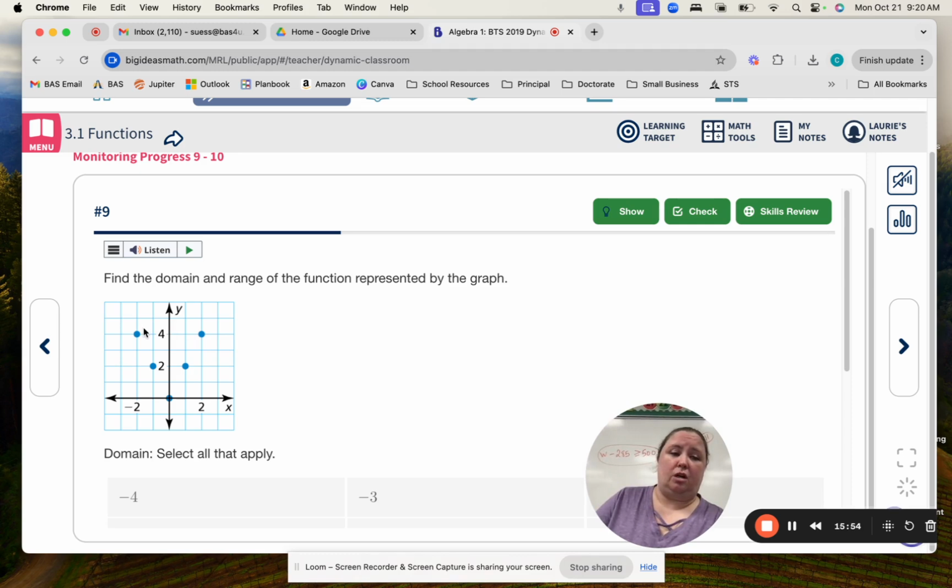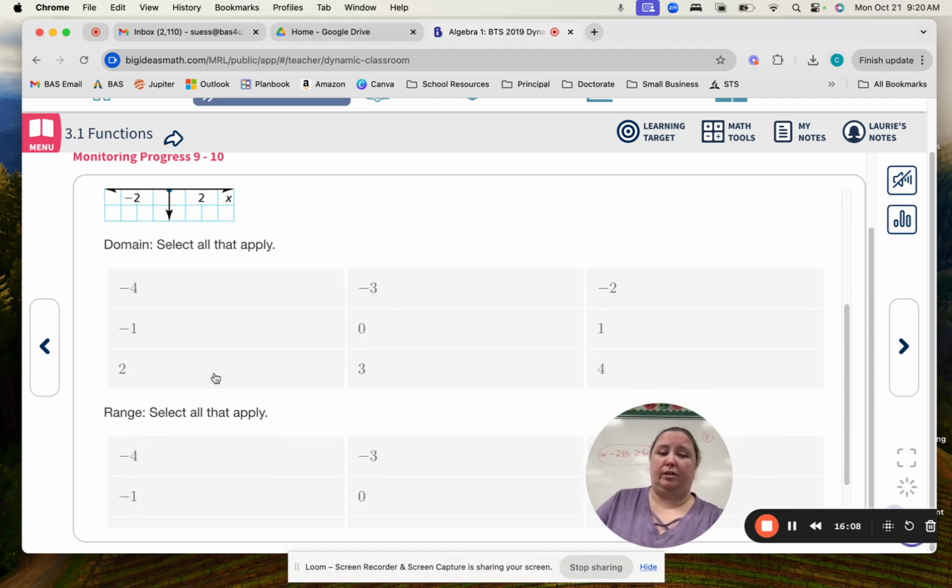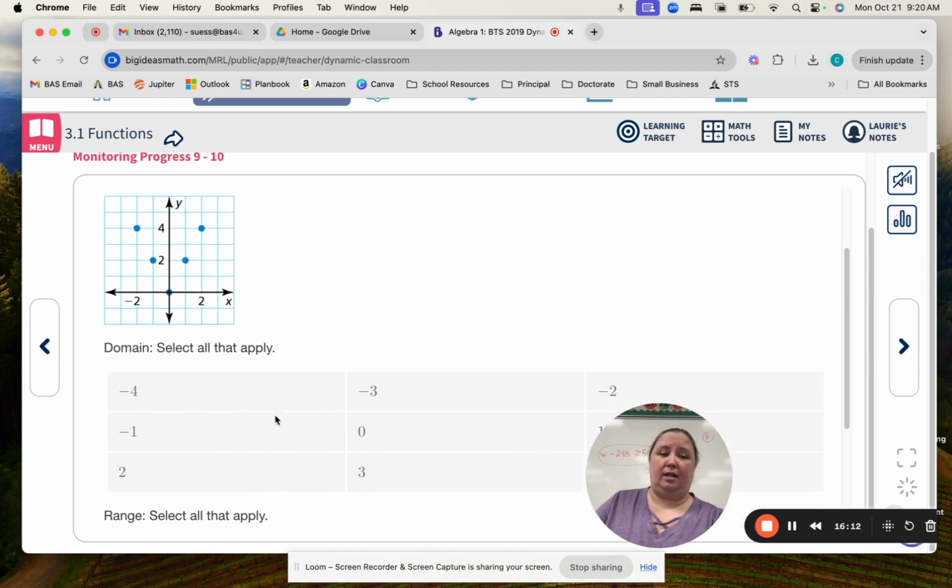So you're going to choose all of the x values that represent the domain. So this first one over here is what? No, right here, x value. -2, -1, 0, 1, and 2. So down here, you're going to click those. Okay, and then your range values.